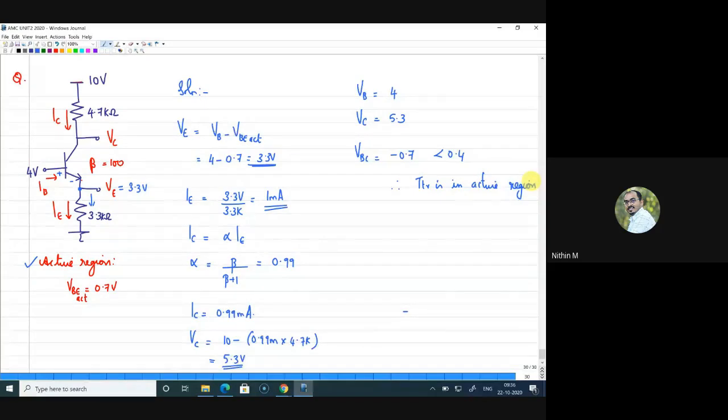Or the other way you can say, base is actually P region, which is connected to 4, and collector voltage is 5.3. In fact, you can see that the junction is reverse biased and the transistor is in active region. So with IE and IC you can find IB also. IB is IE by beta plus 1, which is 1 milliamps divided by 101, which will be equal to 0.01 milliamps.